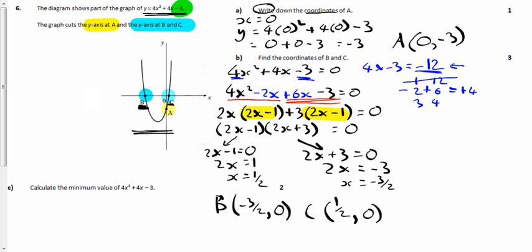Right, third and final part, calculate the minimum value of the function. Essentially, it's asking you about the turning point, the lowest place on the curve. What is the minimum value? So we have to go through this carefully. I need to find the x coordinate. A lot of people seem to get muddled when finding this. They're unsure, do I add or take away the two x coordinates of the roots? You would add, you're finding the mean, the average of the two.